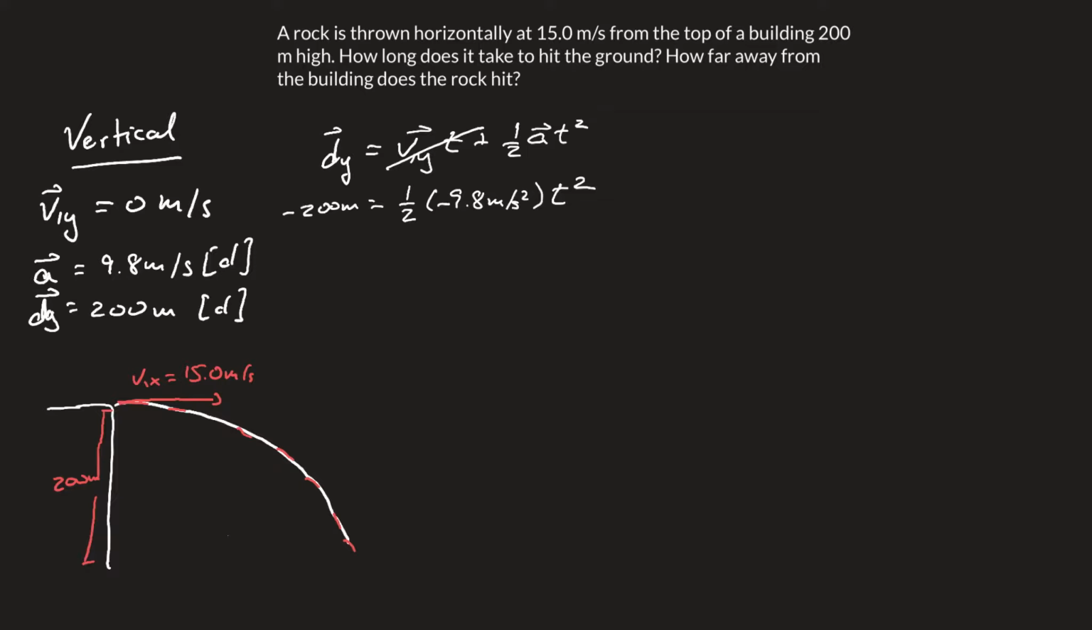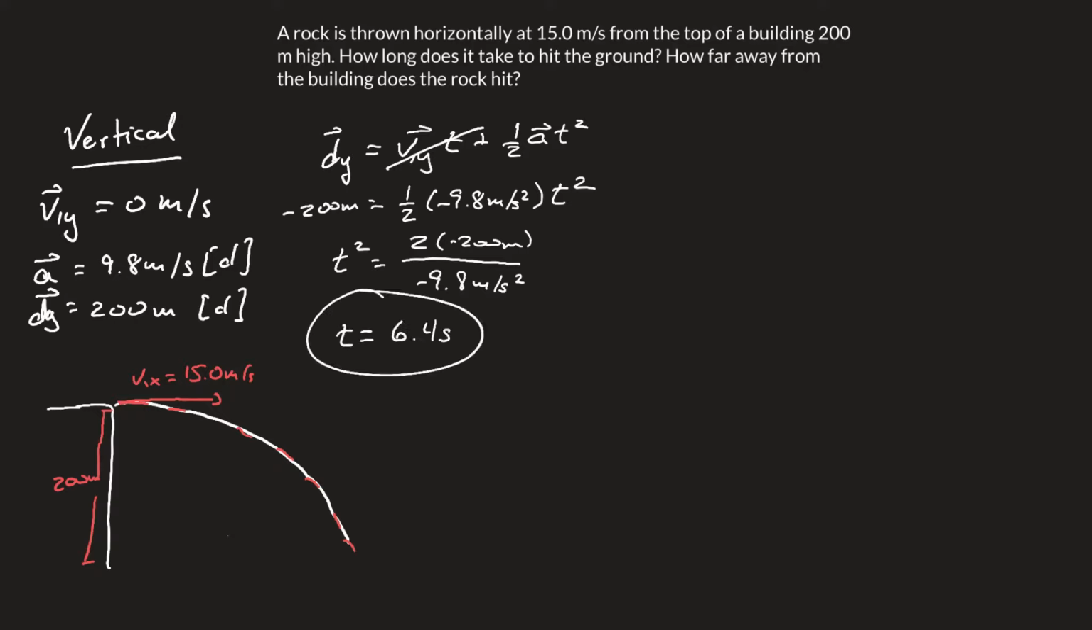We can do a little bit of algebra here and rearrange our equation so that we're left with time squared equals 2 times negative 200 meters divided by negative 9.8 meters per second squared. If we take the square root of both sides after we solve for that algebra, we're left with a value for time that is about 6.4 seconds.